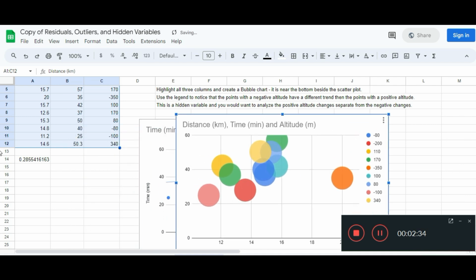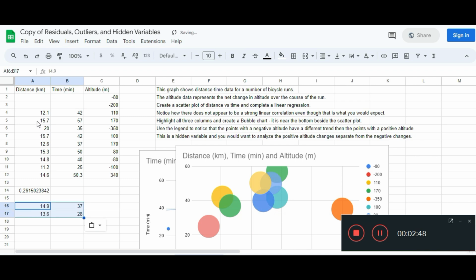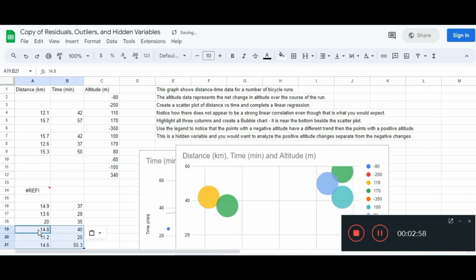So what we could do is create two different scatter plots. I could take the times that are from negative altitudes, copy those down here, and create one scatter plot for those. And then I could do the same for the positive altitude times and distances.